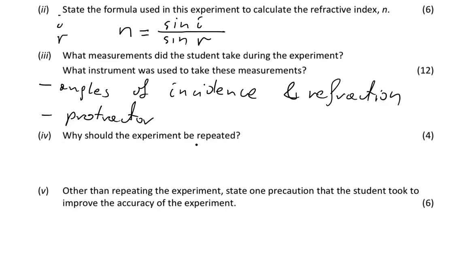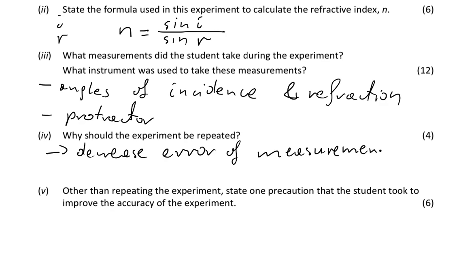Why should the experiment be repeated? Anytime we're taking a measurement, we have a level of error in that measurement. That's just an inevitable nature of the reality that we live in. So we always have some error included in the measurement. But if we repeat the experiment and repeat the same measurements, we can decrease the error of measurement and increase the accuracy.